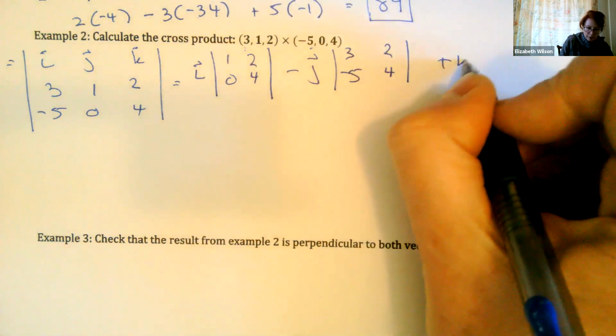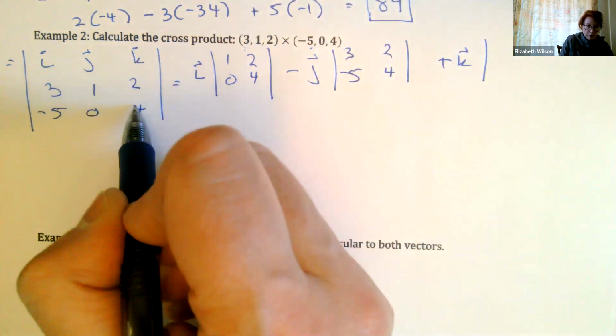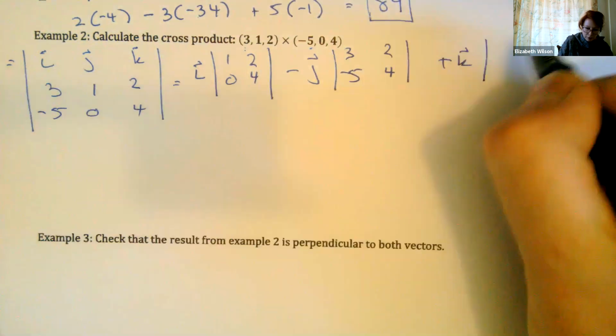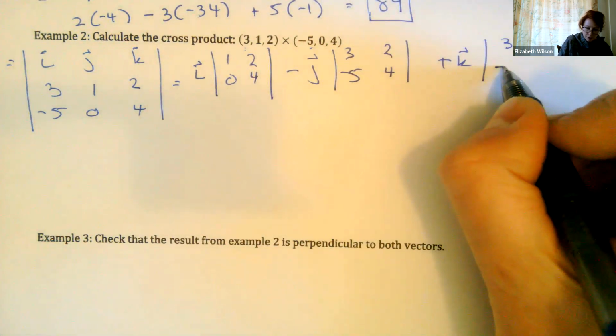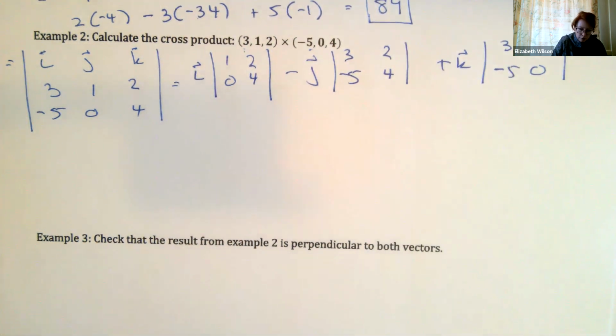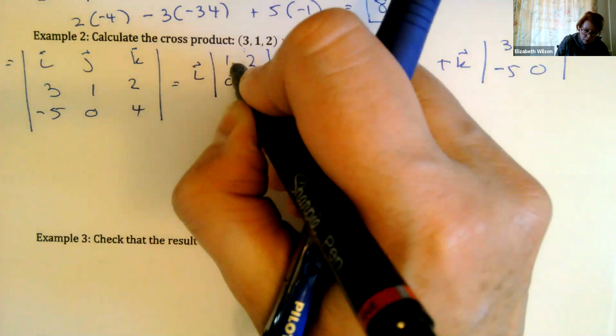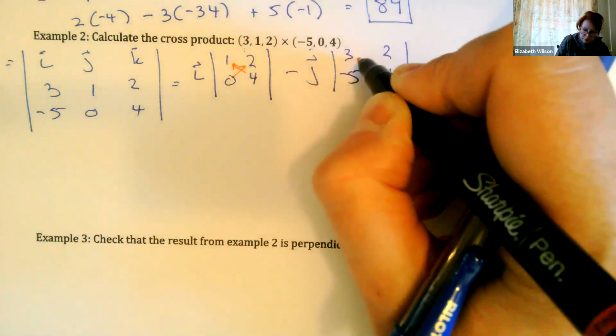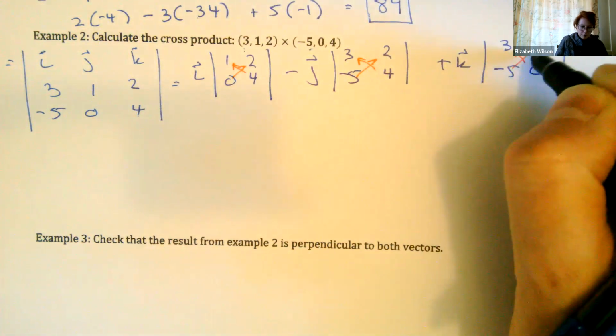Plus k. First row, third column, I ignore those and I use what's left over. 3, 1, minus 5, 0. Okay. Let's do our cross multiplication, our cross products. Okay, let's see what we get.